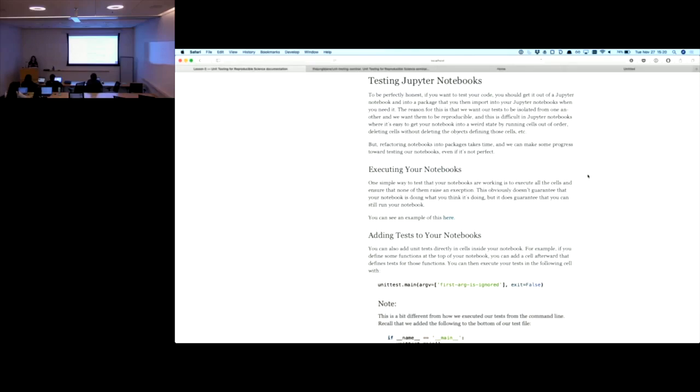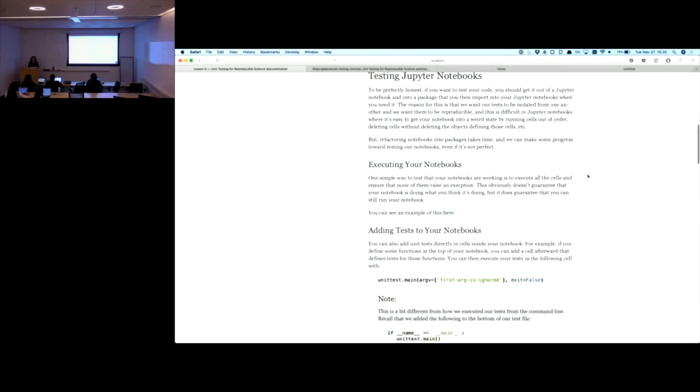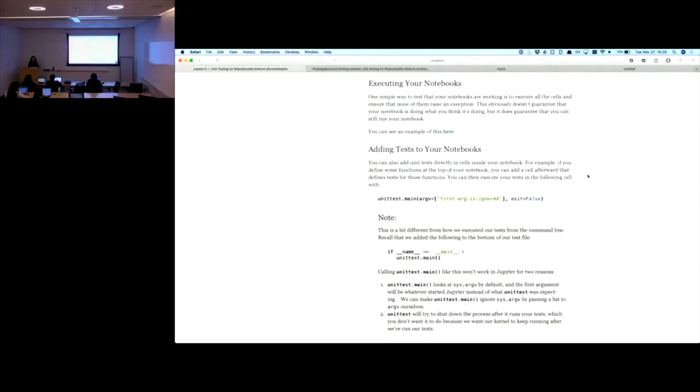And we can make some progress on testing our Jupyter Notebooks even if it's not perfect and even if we're not factoring our code out. So the first thing that we can do is we can execute all the cells in our notebook and ensure that none of them raise an exception. This is not really anything extravagant. It, of course, doesn't give us any guarantees that all our cells are doing what we think they're doing. But if you've ever had a notebook laying around and then you return to it a couple weeks later and you try to run it and it just doesn't work anymore, that can be kind of frustrating.